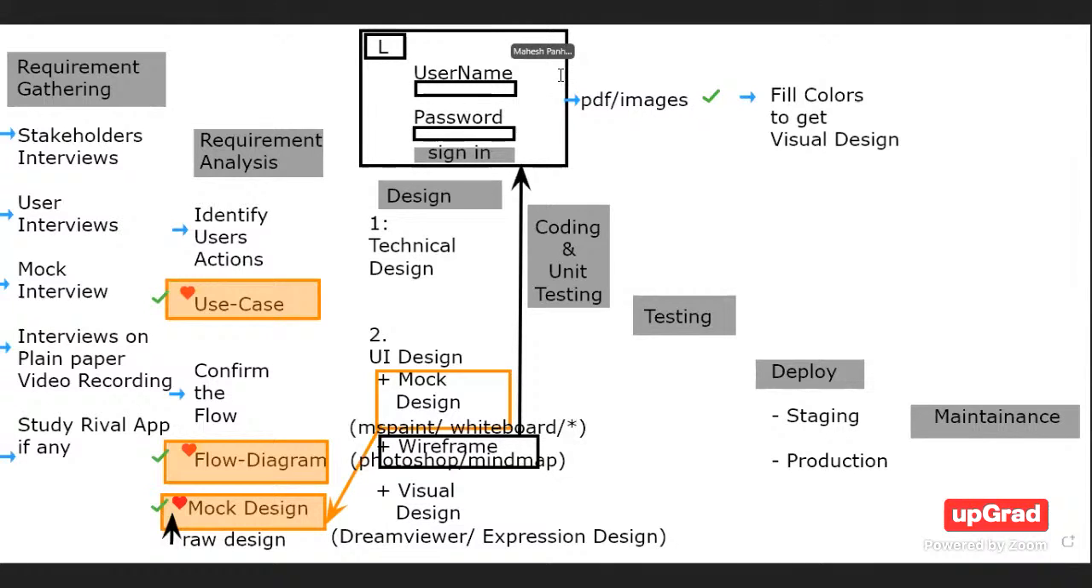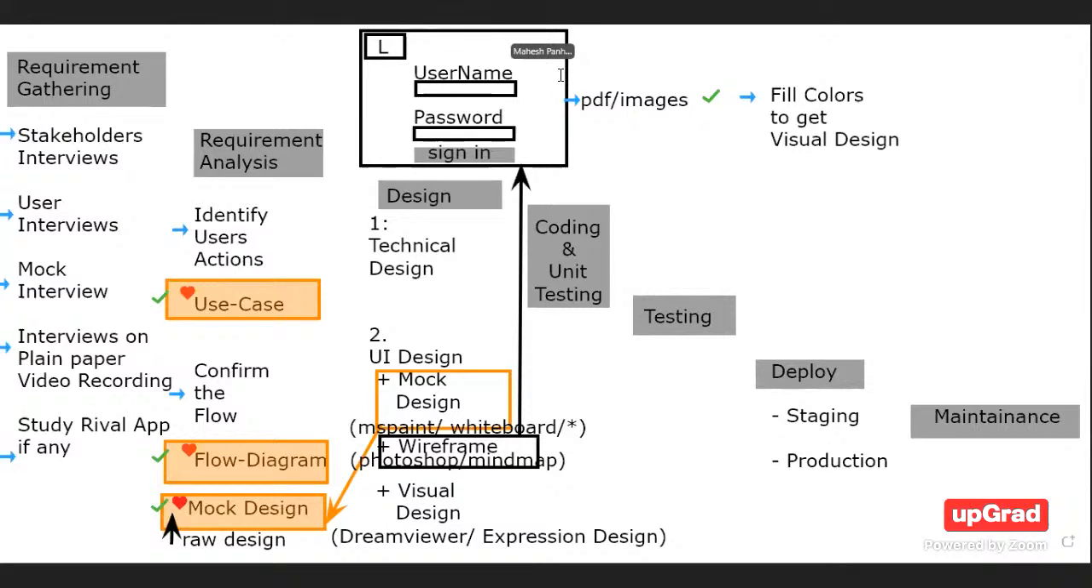Mock design is without precision, simple black and white, and it is too rough. It can be on plain paper as well. When it comes to wireframe, it is typically black and white with precision, but more like block representations. You will not see the actual logo there, but you will see the word logo inside a block. Okay. And then ultimately you just share all these in a flow with the customer in PDF and images format.